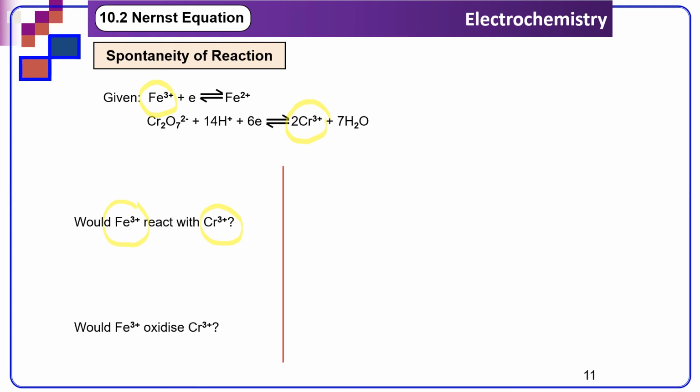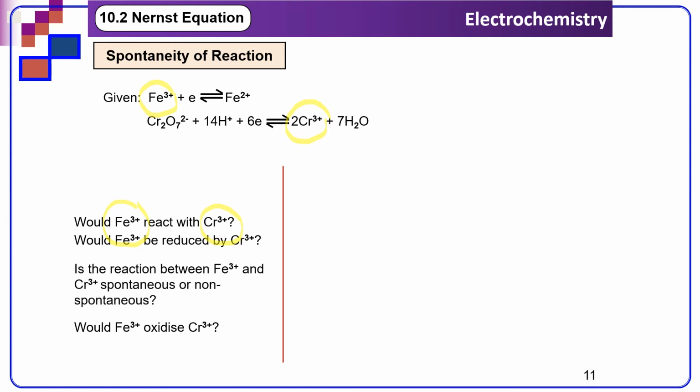Would Fe3 plus oxidize Cr3 plus? The second question: can this Fe3 plus oxidize Cr3 plus? The third question: would Fe3 plus be reduced by Cr3 plus? Okay, meaning can this Fe3 plus be reduced by Cr3 plus? Is the reaction between Fe3 plus and Cr3 plus spontaneous or non-spontaneous? Okay, so we have several questions asked here. We have 1, 2, 3 and 4.